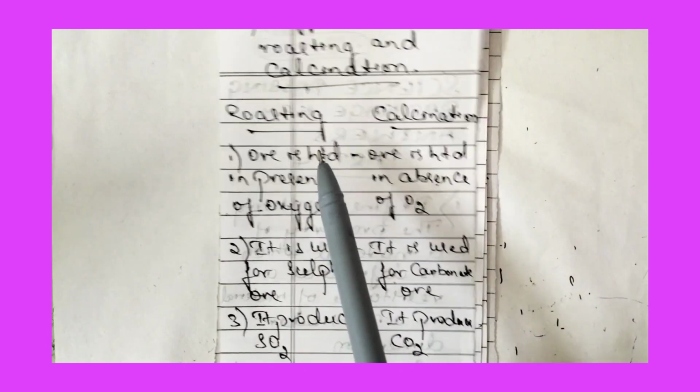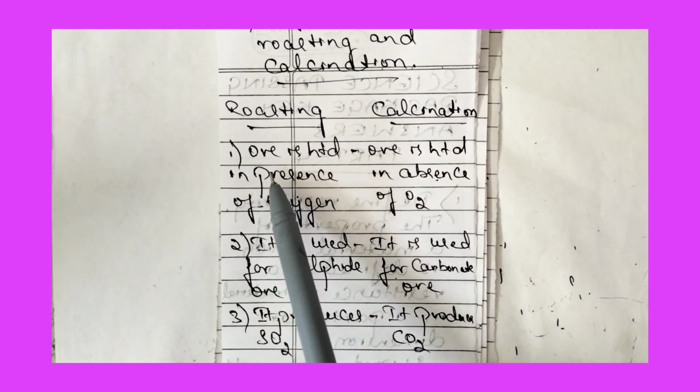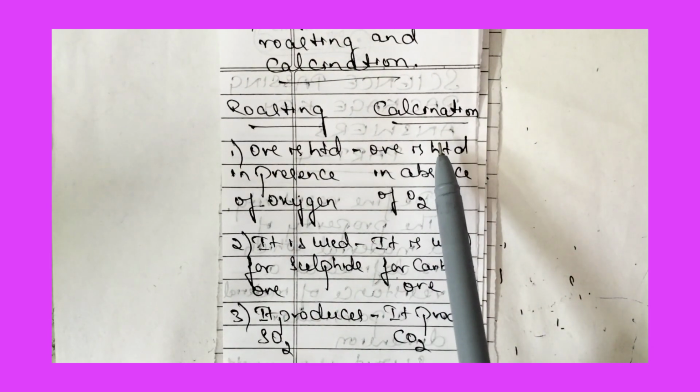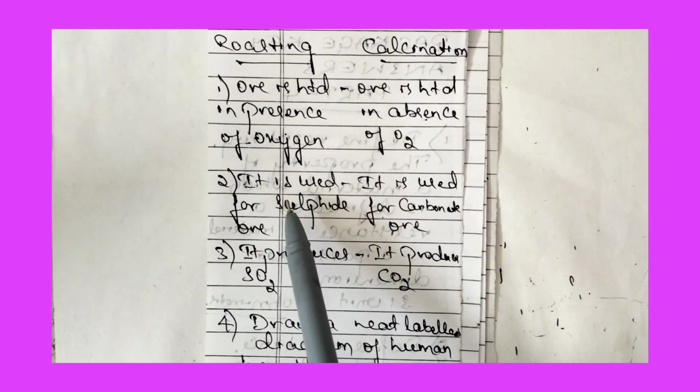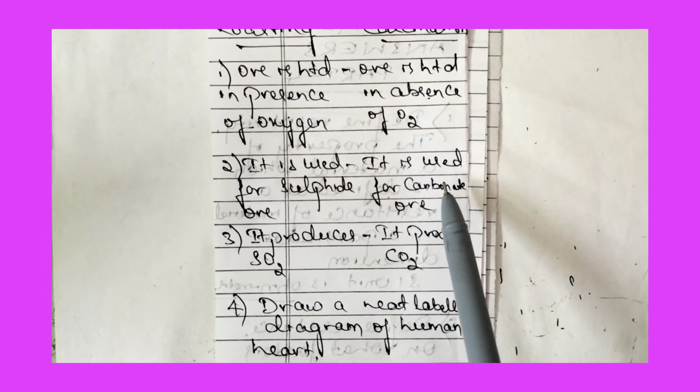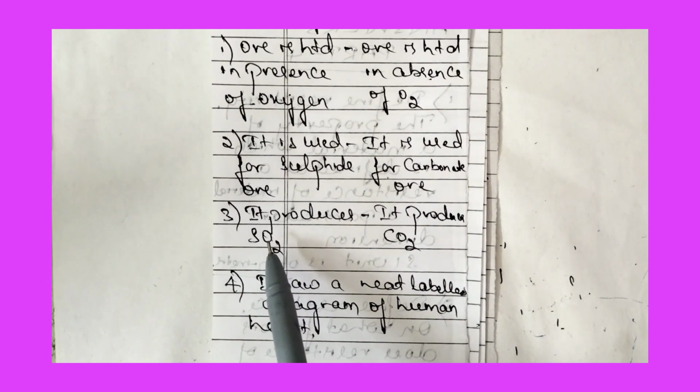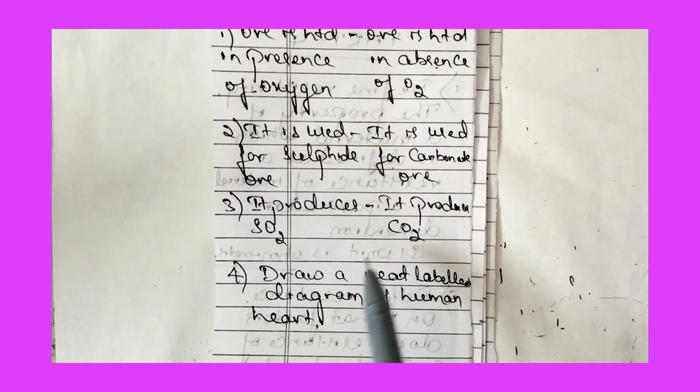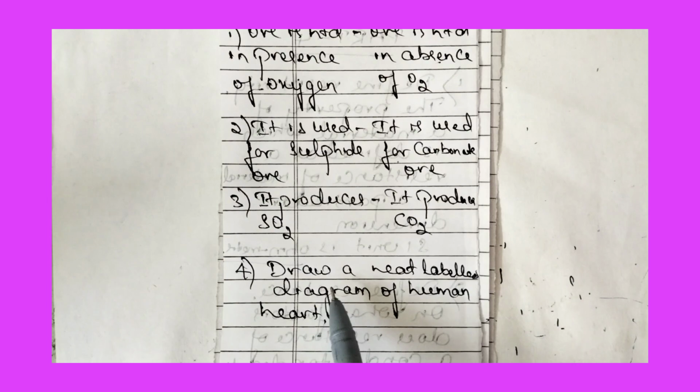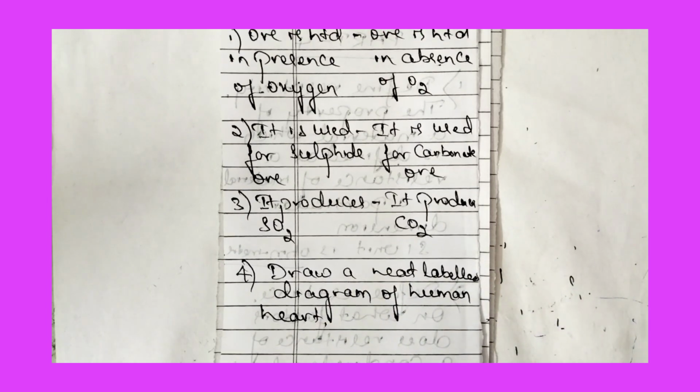Differentiate between roasting and calcination. Ore is heated in presence of oxygen. Ore is heated in absence of oxygen. It is used for sulfide ore. It is used for carbonate ore. It produces sulfur dioxide. It produces carbon dioxide. And the fourth question is draw a neat labeled diagram of human heart.